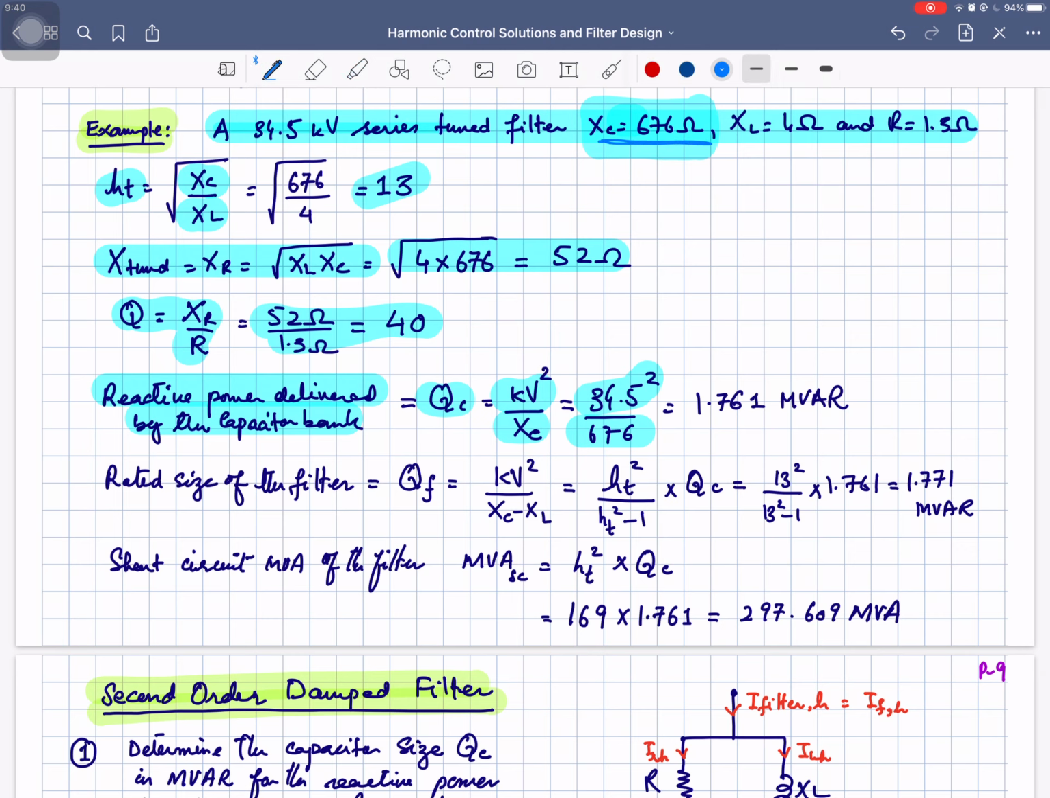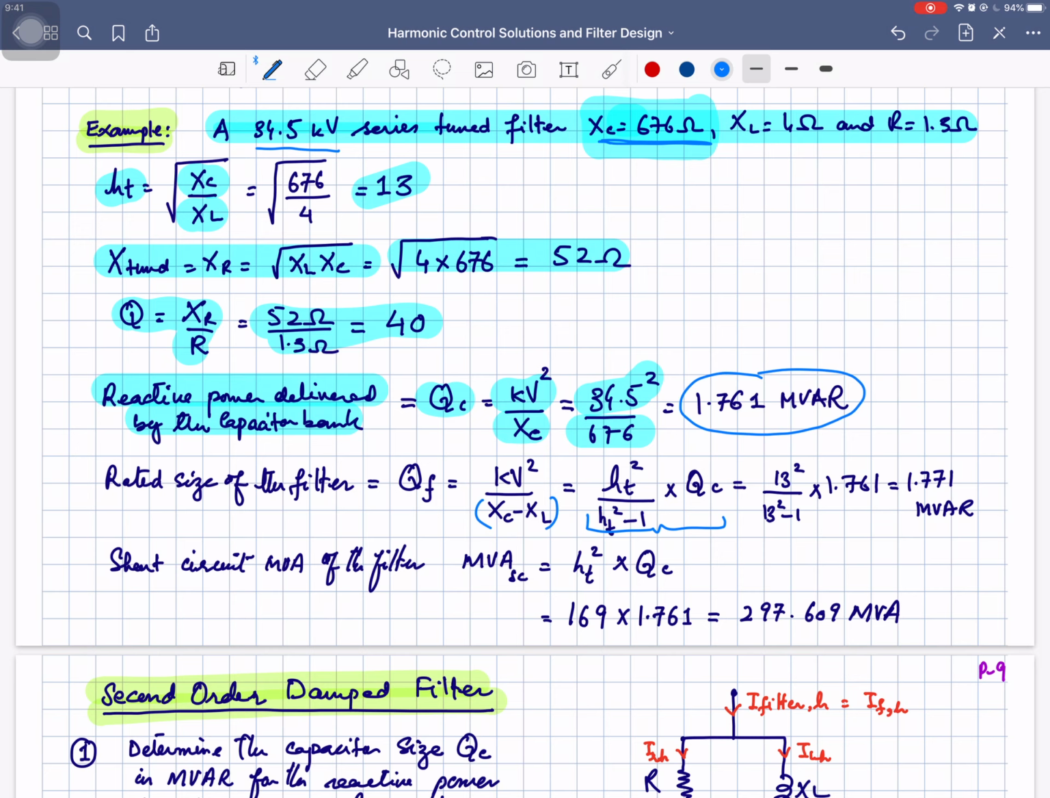that you can see over here. This is Xc, this is the voltage. So, the reactive power that will be delivered is 1.761 MVAR. So, now you can find the size of the filter, that is equal to QF, kilovolt square divided by Xc minus XL. So, that is also given by this equation.